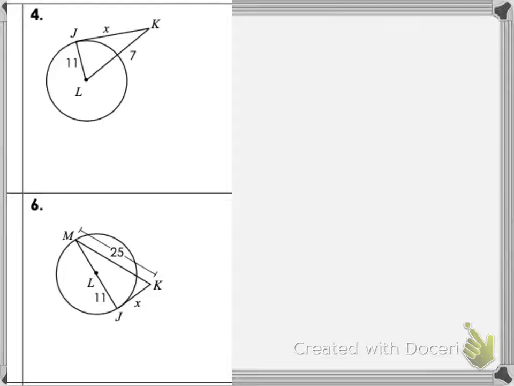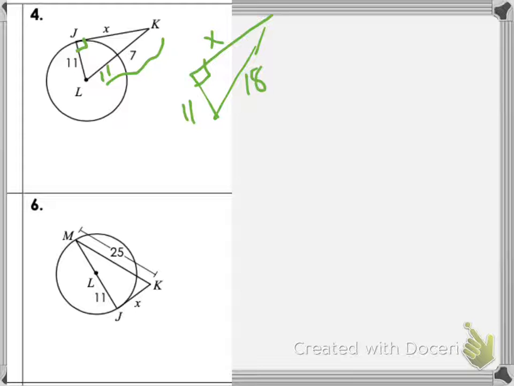On this one, we need to find the length of x, and we are assuming that JK is tangent to that circle, so that makes that perpendicular. So if this radius is 11, this hypotenuse piece of that triangle would actually be 18. So I'm going to redraw the triangle. This is x, that's a leg. The other leg's 11, and the hypotenuse is 18.